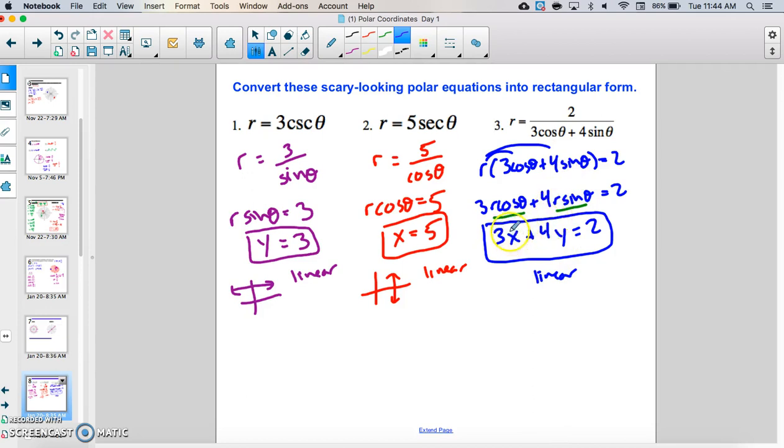Once you get into a form, like if we're going from polar to rectangular, as soon as you get all the r's and thetas to disappear and you're left with just x's and y's, you can stop, and that's a good place to end.